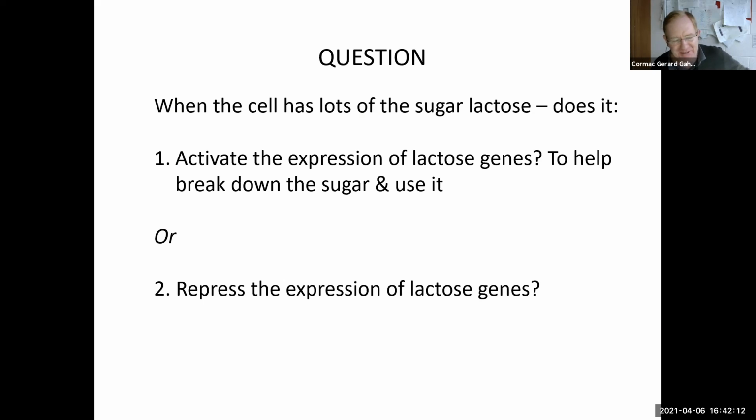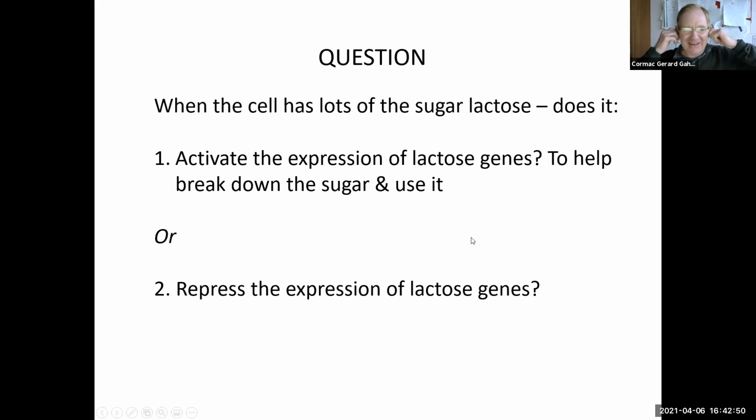Again, just to keep us all awake, we've about just over 10 minutes. So the question is, when the cell has lots of lactose, this sugar, what does it do? Does it activate the expression of lactose genes to help break down the sugar and use it? Or does it repress the expression of lactose genes when lactose is present? Think about that. I can tell you the answer is 1. I'm glad to see that everybody has put the answer as well. Well done. We're still awake.